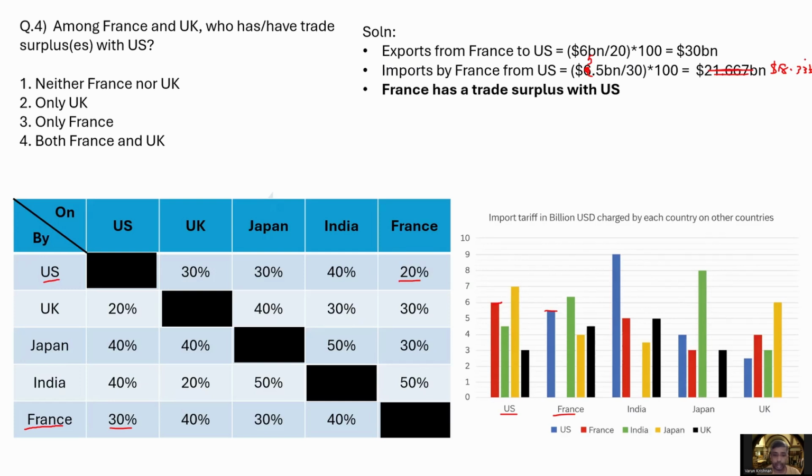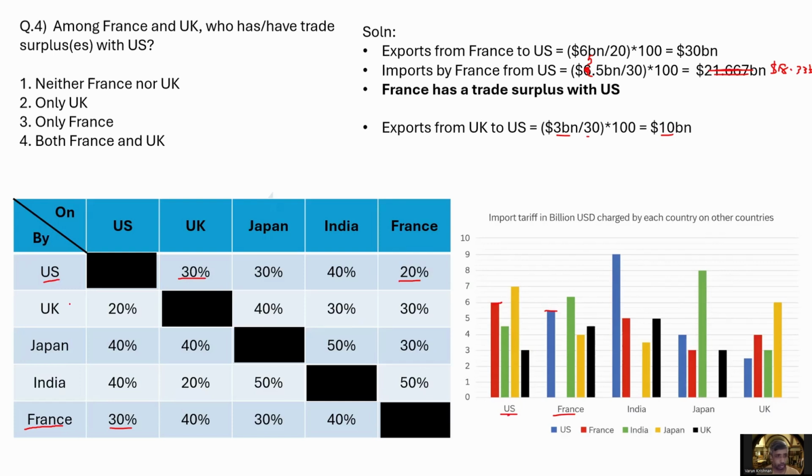Similarly, now let's compare UK and the US. So US is buying from UK at a tariff of 30%. And here, the US is buying $3 billion, or it is buying $3 billion of tariffs. So how much is UK selling to the US? $3 billion by 30% into 100. So it is selling a total of $10 billion worth of goods.